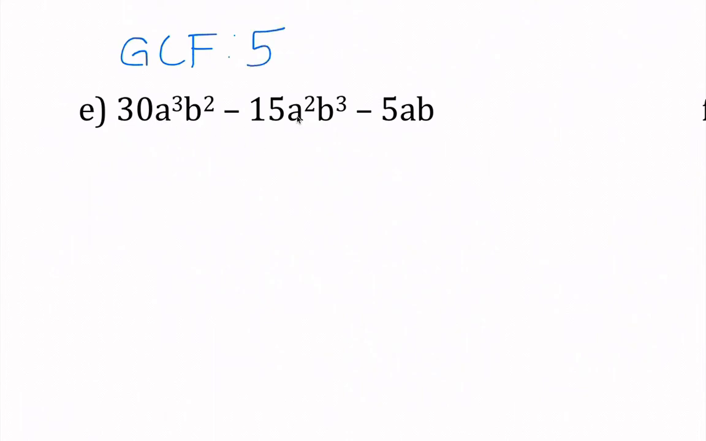I see A's here, here, and here. They all have A's, so I need to figure out how much they all have at least. So to the third, to the second, to the first, so I know they all have at least one A. Then I look at my variable B. I see B's here, here, and here. To the second, to the third, to the first, so I know they at least have one B. So my greatest common factor is 5AB, so that's what I'm going to divide each of these groups by.